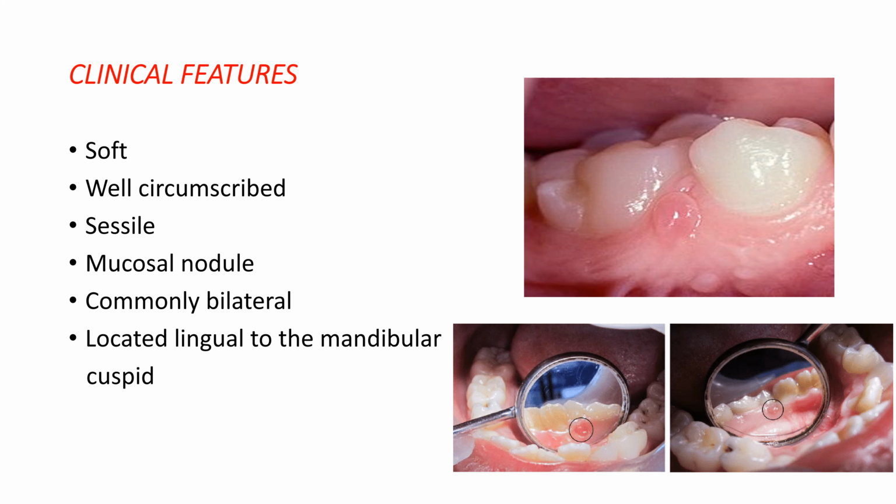So clinical features, what you see clinically, it is a soft tissue. In the picture you see there is a small nodular growth which is soft and well circumscribed, and it is a sessile mucosal nodule which is present bilaterally and present lingual to the mandibular canine between the free gingival margin and the mucogingival junction.